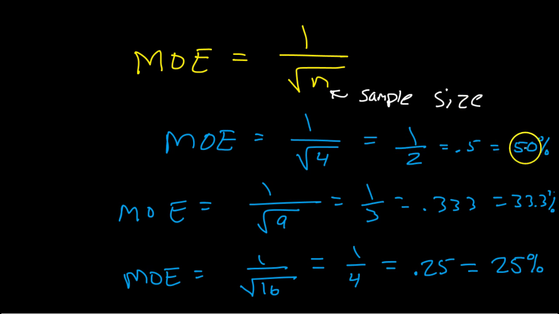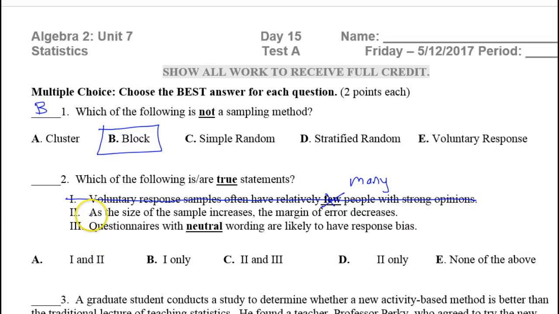So the margin of error, as the sample size increased from 4 to 9 to 16, the margin of error went from 50% to 33.3% to 25%. So as the sample size increased, the margin of error decreased. So as the sample size increases, the margin of error decreases. That's exactly what we just saw. So number 2 is definitely true.